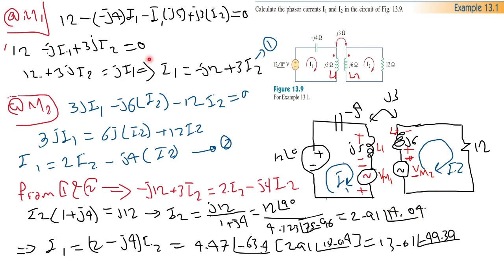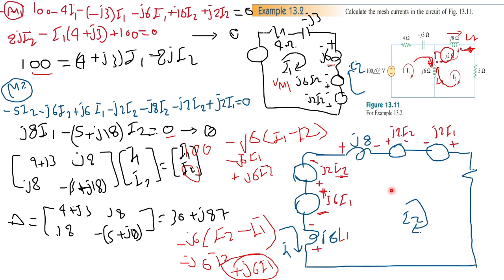We can now get the value of I1 by substituting I2. I1 equals 2 minus j4 multiplied by I2. If we convert 2 minus j4 to the polar form, we'll have 4.47 and an angle minus 63.4, multiplied by I2, 2.91 and an angle 14.04, meaning I1 equals 13.01 and an angle minus 49.39.